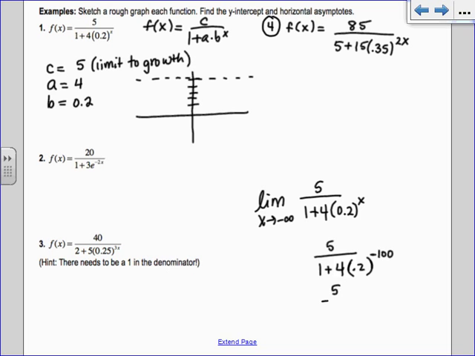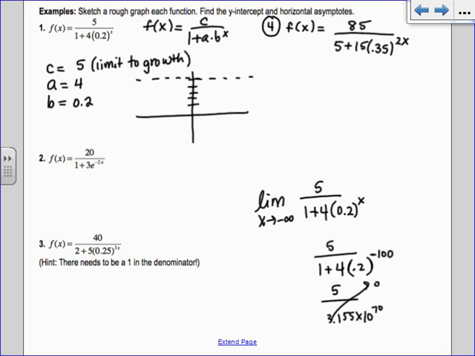So we have 5 over a huge number. We have 3.155 times 10 to the 70th. That is huge. So if you have 5 over a huge, huge number, what do you get? It's going to be very, very tiny, really close to 0. It's like that pizza example I told you the other day. Kind of gross. So this ends up going to 0.